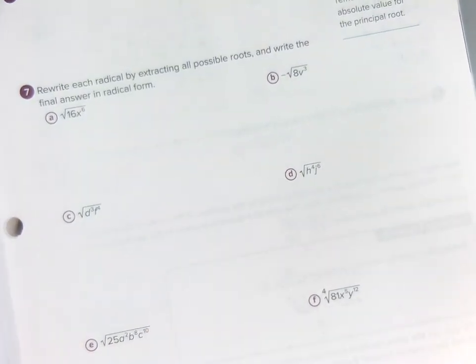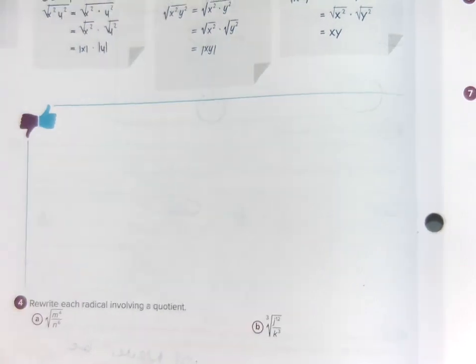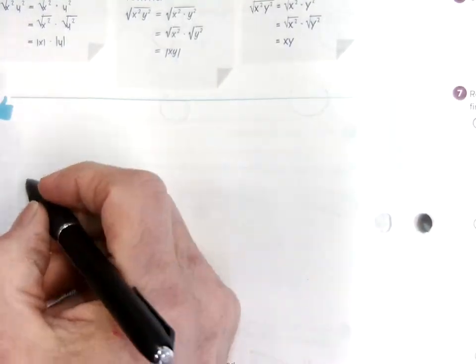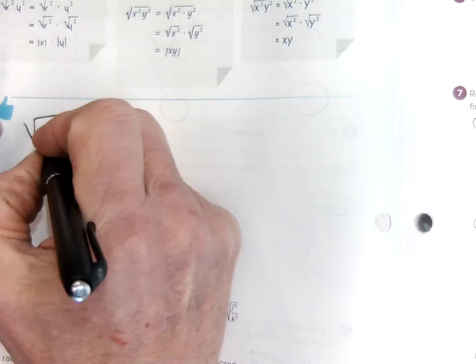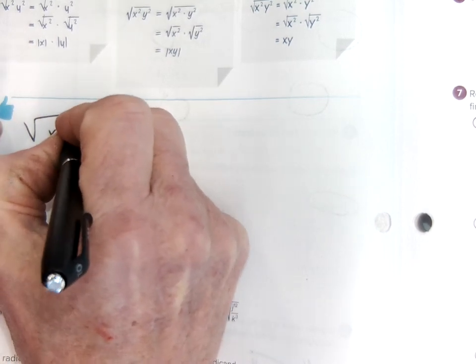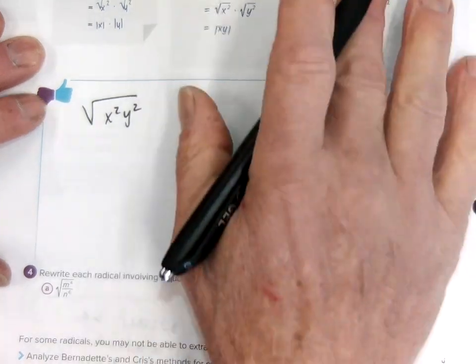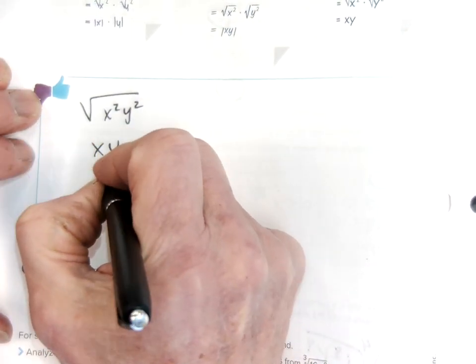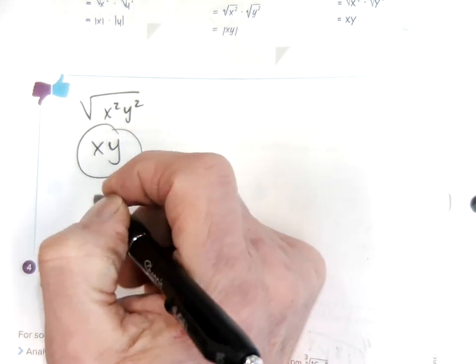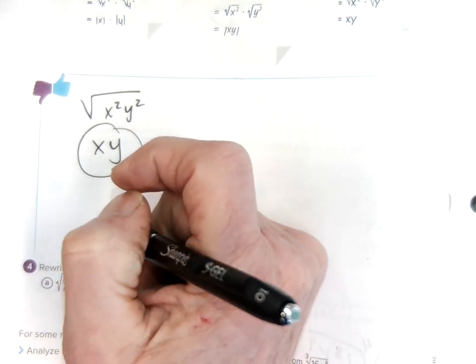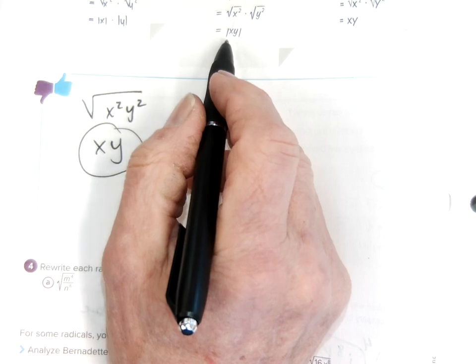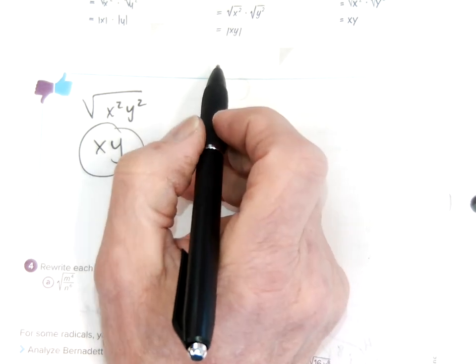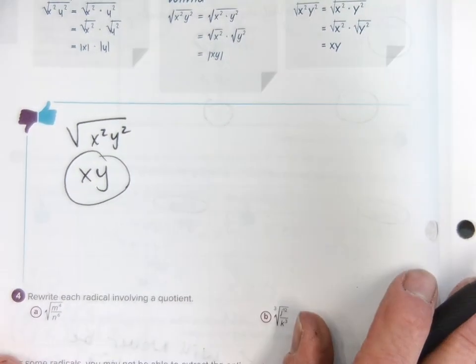All right. Now, same thing here on Betty. We have the square root of x squared y squared. And we get straight down to x times y, right? We've done this before, right? They use the absolute values. We do not need the absolute values, okay? All right?